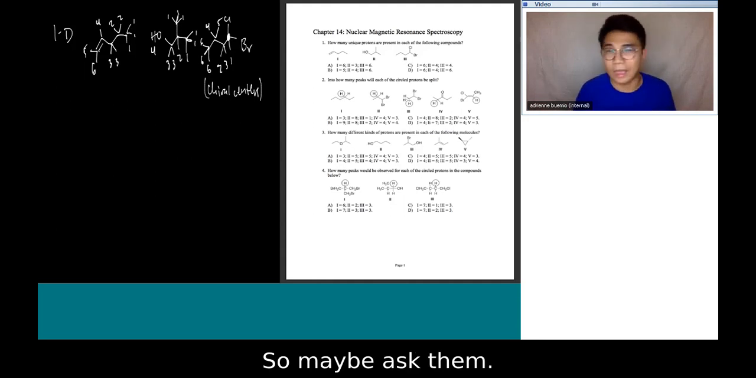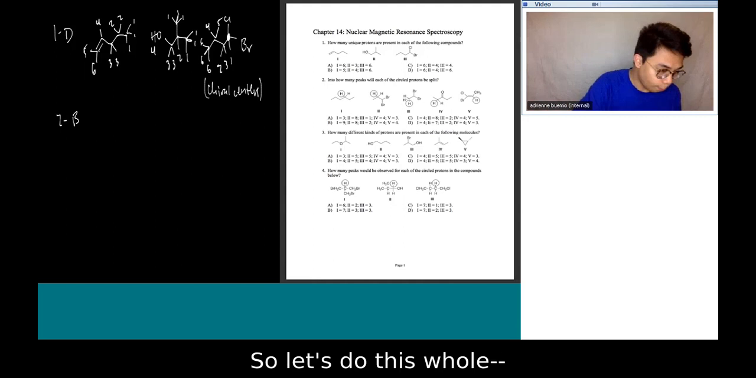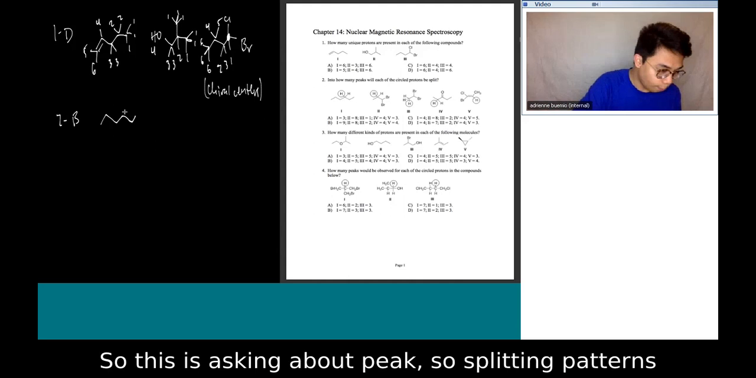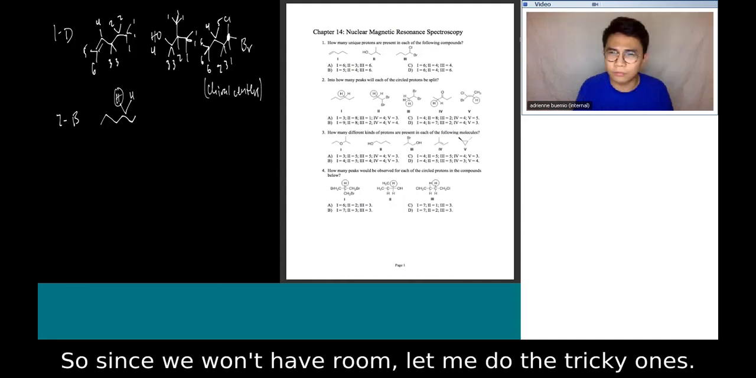So maybe ask them. Okay, so 2, you guys should have gotten B. And again, why B, right? So let's do this whole thing. And we know how to get our splitting, right? So this is asking about peaks, so splitting patterns of the hydrogens circled. Since we won't have room, let me do the tricky ones.